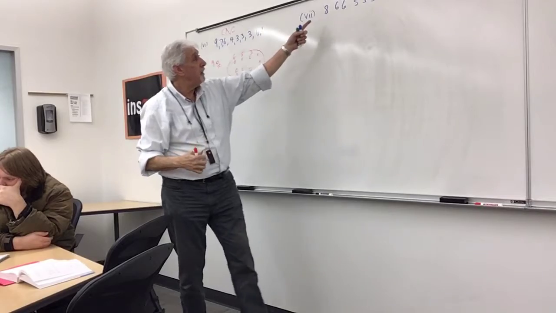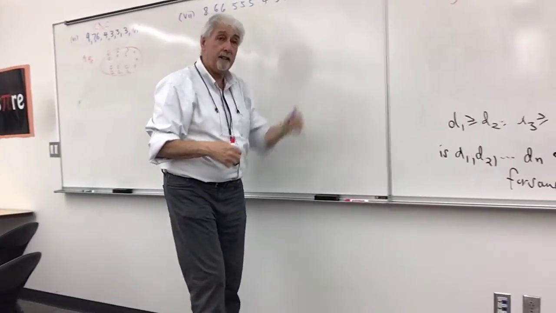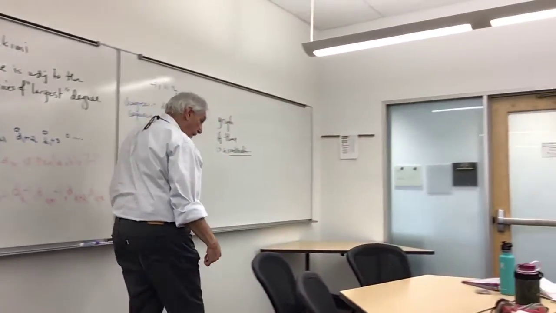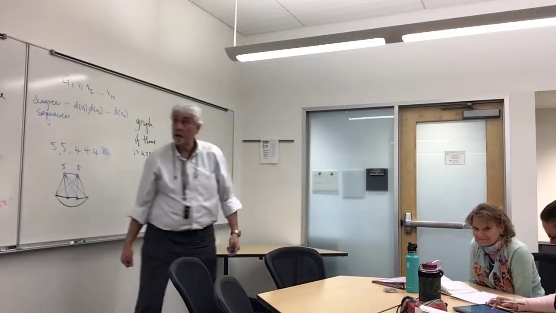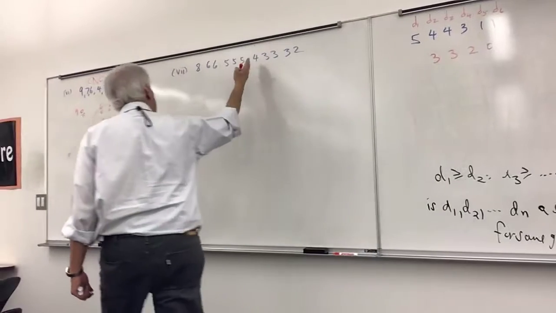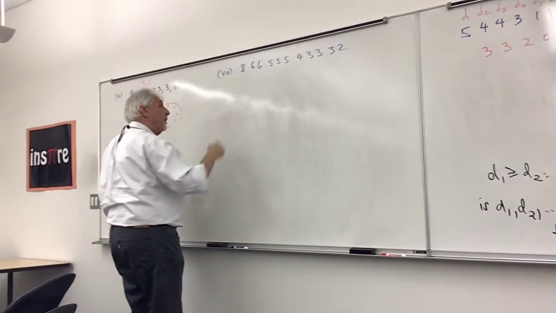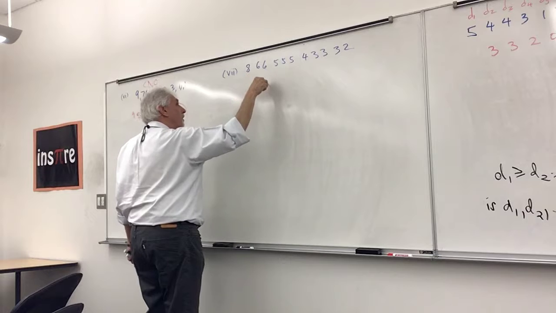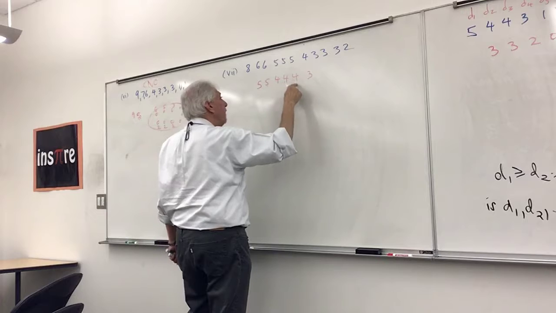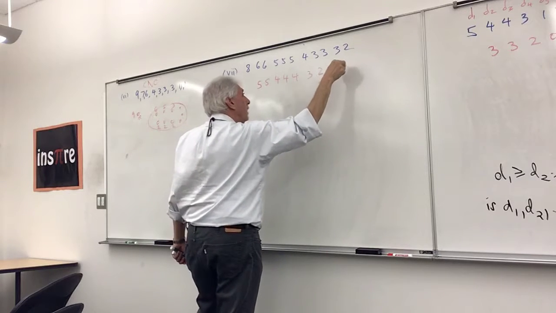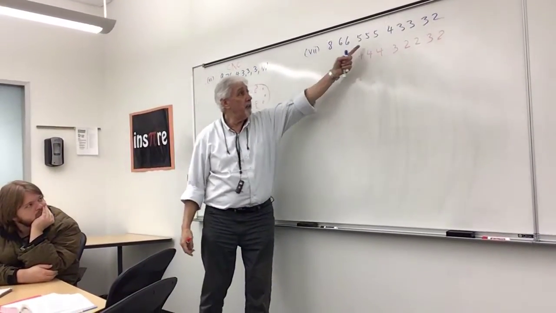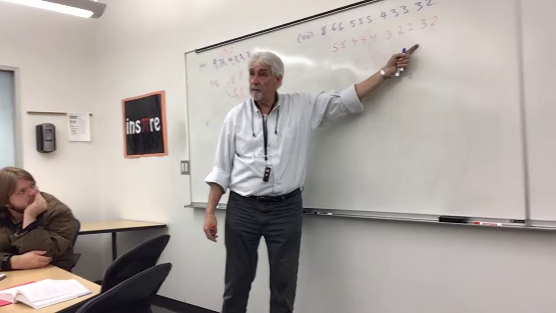What about this one? It's longer. I've got 3, 6, 9, 11. Is that realizable? Okay, I'm going to go in steps. If 8, 6, 6, 5, 5, 5, 4, 3, 3, 3, 2 is realizable, then 5, 5, 4, 4, 4, 3, 5, 6, 2, 2, 3, 2 is realizable. One more time: if this is realizable, then this is realizable.